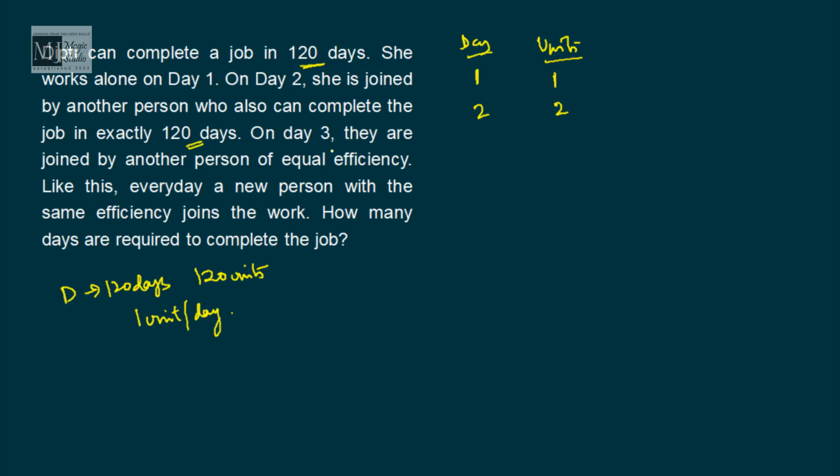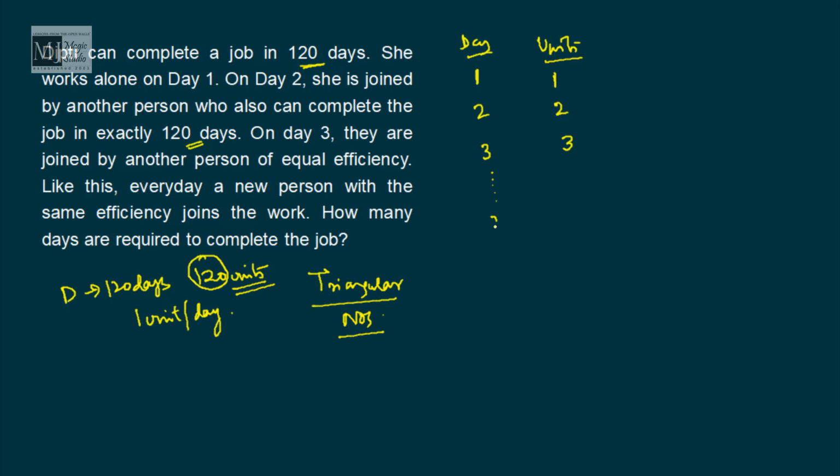On day 3, they are joined by another person of equal efficiency. Great. So on day 3, 3 units are produced. And what is the total work to be done? They need to produce 120 units. Like this, every day a new person with the same efficiency joins the work. How many days are required to complete the job? Yes, bingo, you got it. Triangular numbers, and we would get the answer in a few seconds.